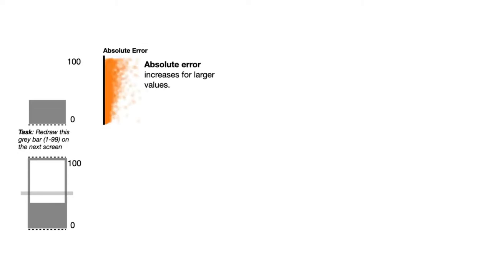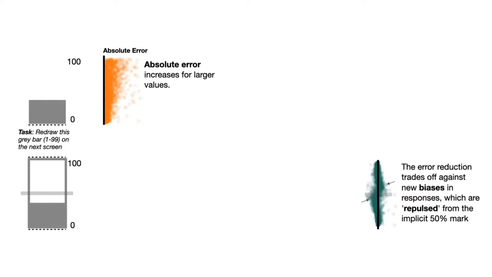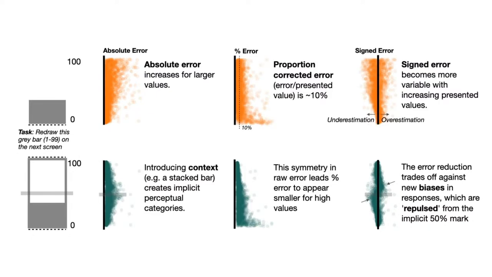We asked participants to recreate bar graphs. When the bar was alone, we saw a different pattern of error than when the bar was presented with context in a stacked bar graph. We found that absolute error increased for higher bars when they were presented alone. We also found that there was a bias in the responses such that they were repulsed from an implicit 50% mark. We found a magic number, 10%, to predict error. Participants are usually within 10% of the height of the bar.